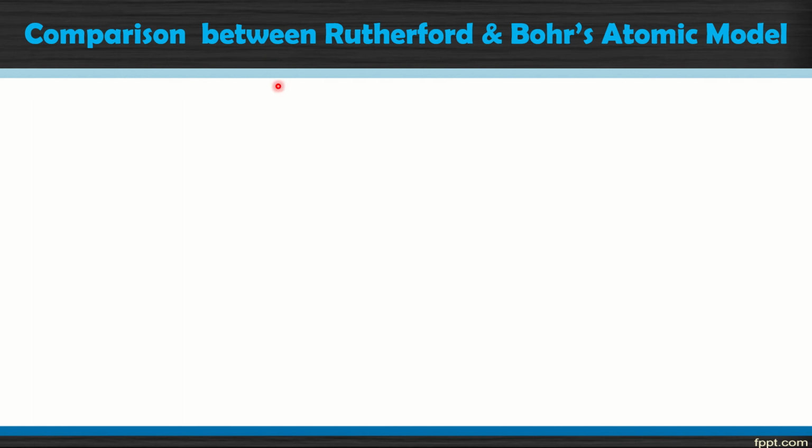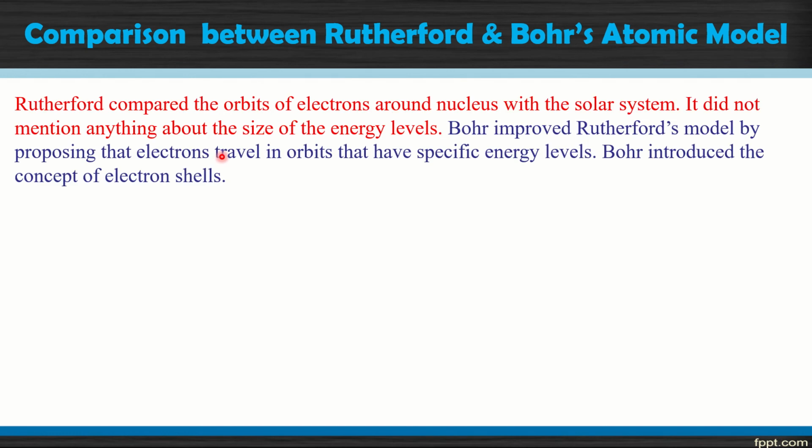Now, comparison between Rutherford's and Bohr's atomic models. We learned Rutherford's atomic model, its limitation, Bohr's atomic model, and also its limitation. From there, now we will compare which model is more acceptable, Bohr's atomic model or Rutherford's atomic model. Rutherford compared the orbits of electrons around the nucleus with the solar system. It did not mention anything about the size of the energy levels. But Bohr improved Rutherford's model by proposing that electrons travel in orbits that have specific energy levels.